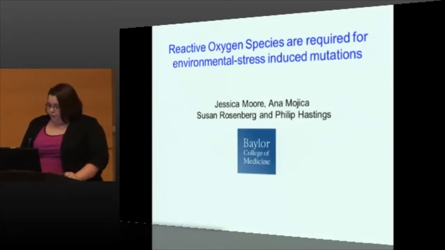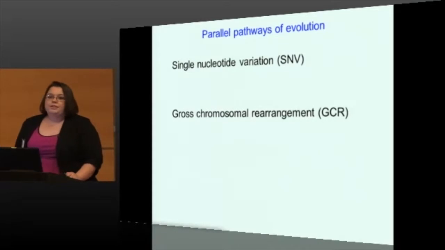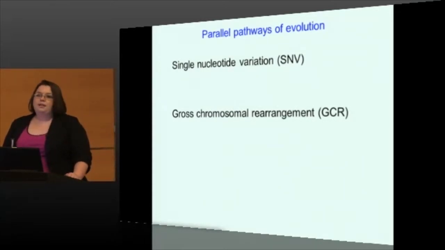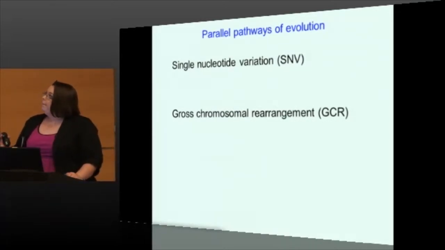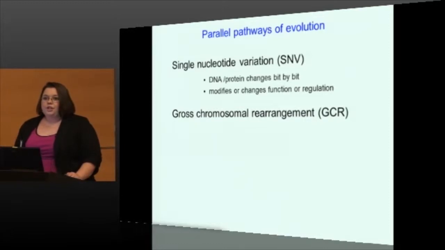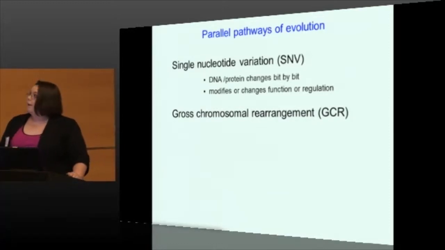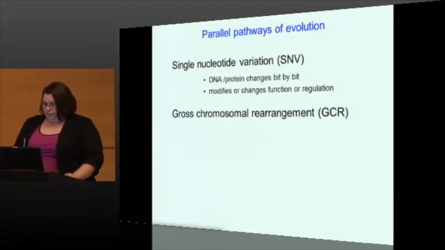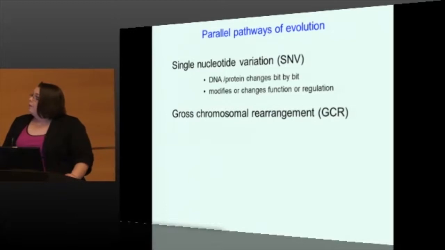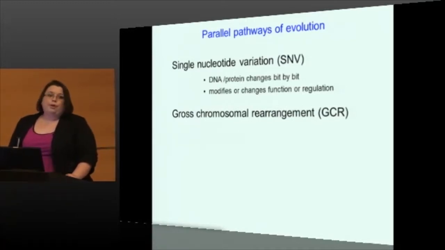simpler. So what we know about evolution is that it is at heart a genetic process. And there are two parallel pathways of evolution. The first are single nucleotide variations. Now these are changes in one nucleotide at a time. And these change DNA and protein function by accumulating till eventually you do get a modified or changed function or regulation. Now the second type is what we call a gross chromosomal rearrangement.